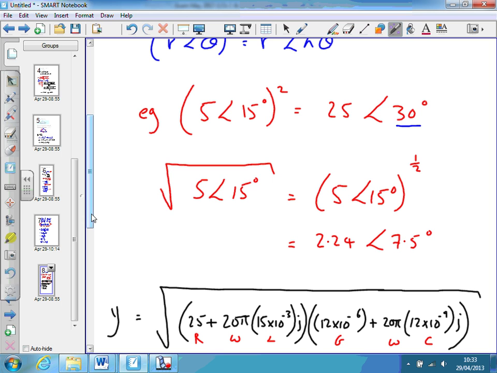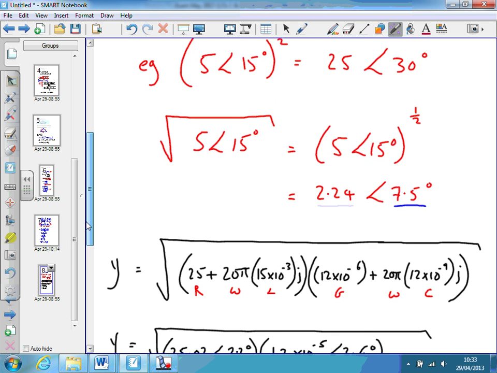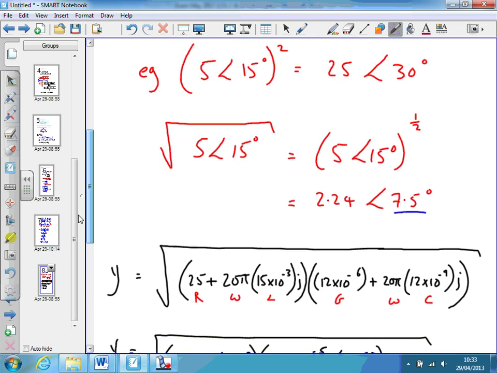Well, if you're thinking about square root, remember this means the square root is a 2 outside the bracket, as though this is all raised to the power 1, so square root would be 5 angle 15 to the power a half, using the laws of indices. So now I just find the square root of 5, which is 2.24, and half the angle, 15 divided by 2 is 7.5. So that's how we use de Moivre's theorem, and that's exactly what we've got to do here.